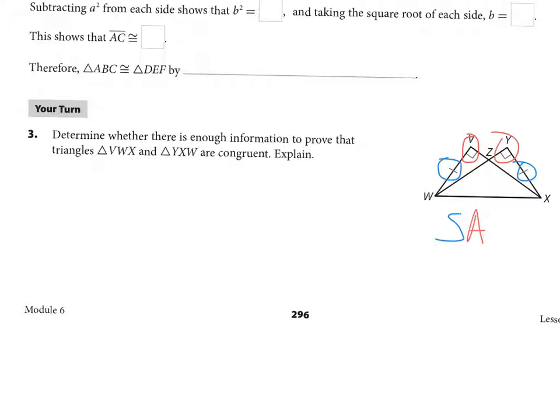Now, let's look at the hypotenuse. This is the hypotenuse of both of these triangles. So do you see that we know that they're congruent? So we have the hypotenuse, don't we? And we have a leg that is congruent. And so that's how I can tell that there is enough information to say that these two triangles are congruent.